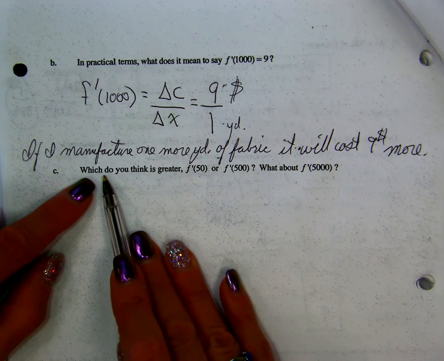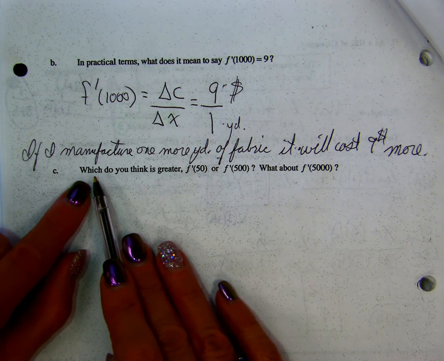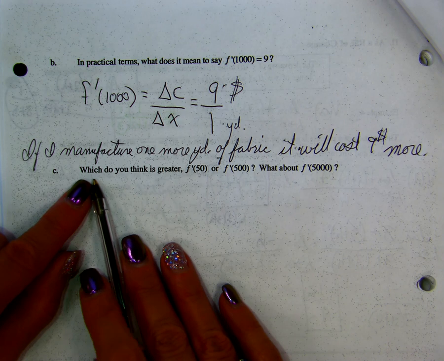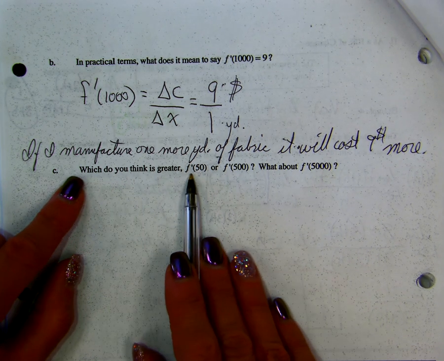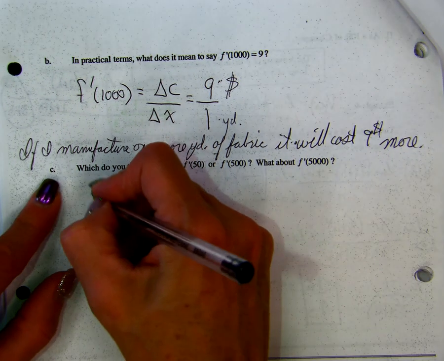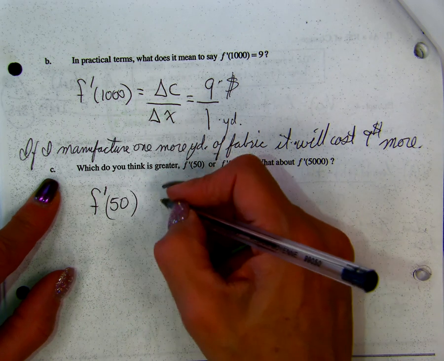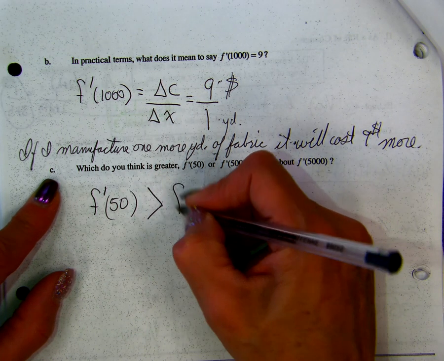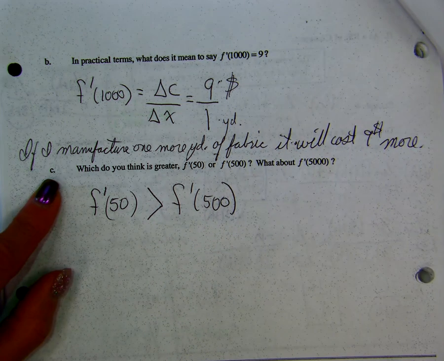Okay, then this is just an intuitive question. Please don't get hung up on which is the right answer. We'll just talk through some of the reasons behind it. What do you think is greater, f prime at 50 or f prime at 500? Well, I'm just going to write down my answer here. F prime at 50, and then we'll talk about it, would be bigger than f prime at 500. Okay, why might that be?